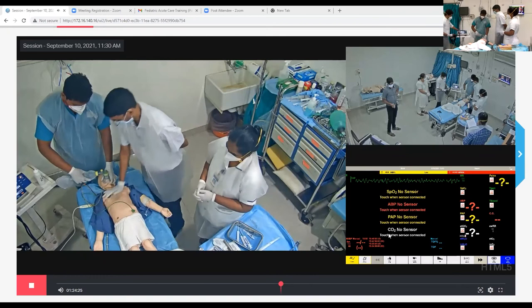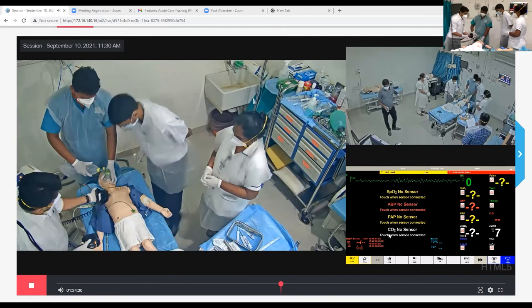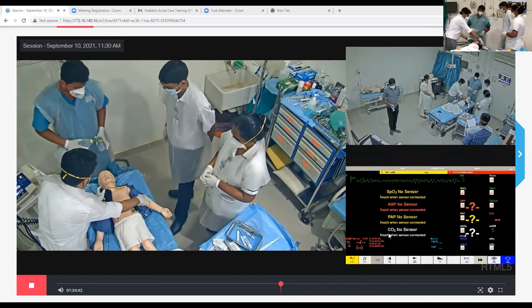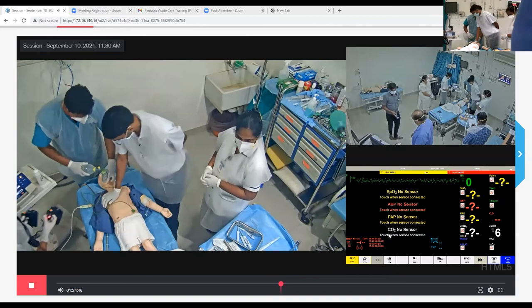One at the apex and the other below the right clavicle. Once I've charged, I am clear, all clear, oxygen disconnected. I'm going to deliver the shock. Shock delivered. Continue CPR, please.